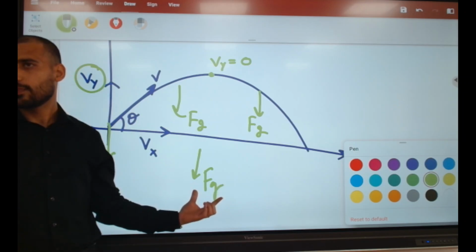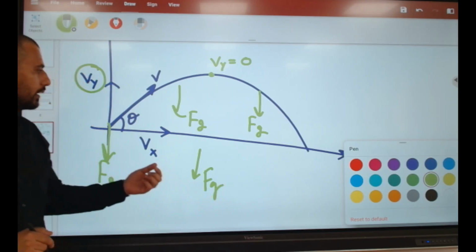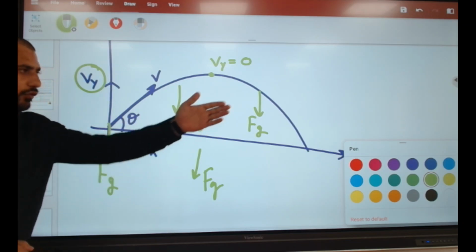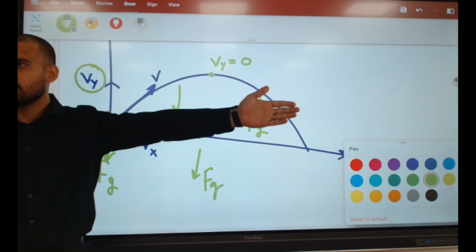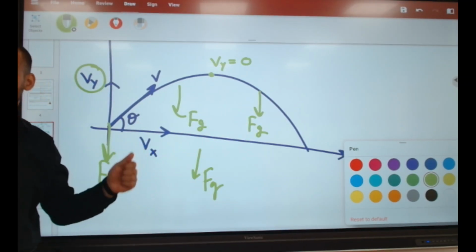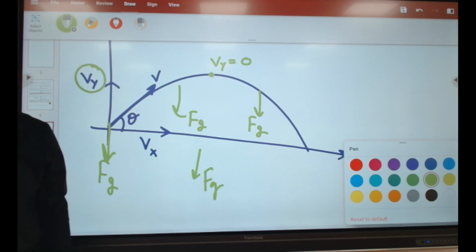Is that fine? Now understand. The horizontal component Vx was like this, isn't it? This Fg, is it perpendicular to Vx? So what will change?